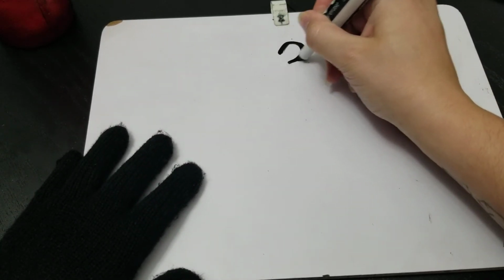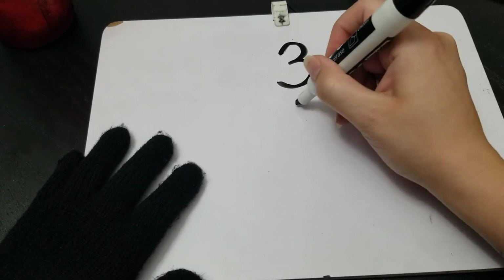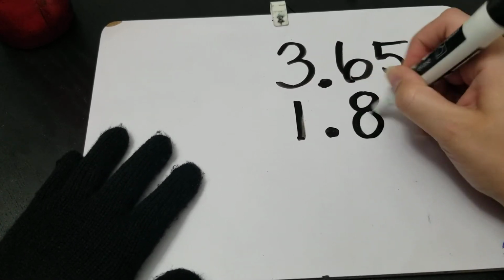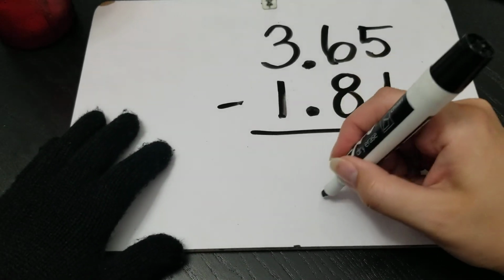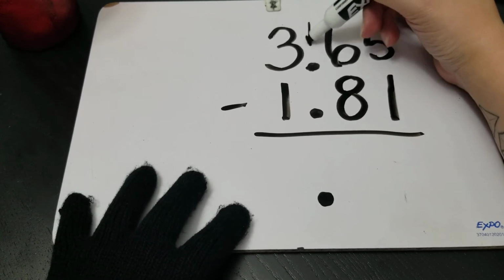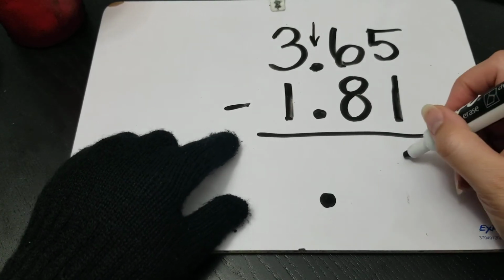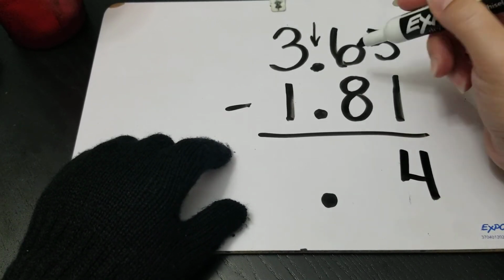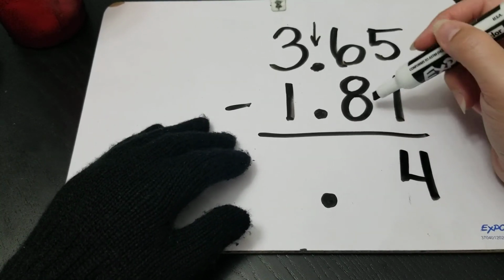The same rule applies for subtraction. If you were to subtract any two decimals, let's try 3.65 and 1.81. I still have to line the decimals up in the same position. So I put my decimal down at the bottom, straight down in the middle, just like I had before. So I now start with subtraction. 5 take away 1 makes 4. 6 take away 8. Well, that's not something I can do. I don't have 8 to take away.